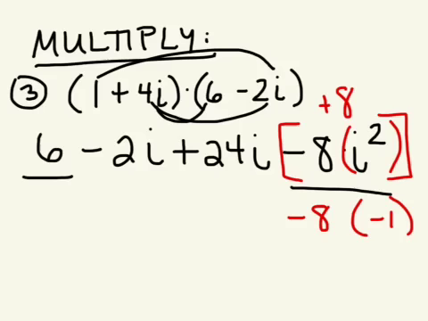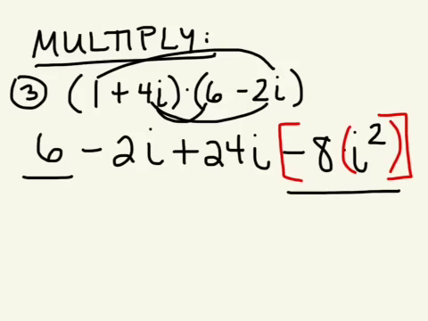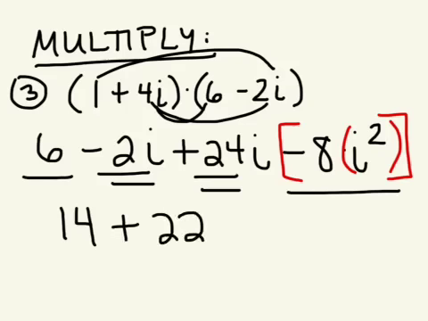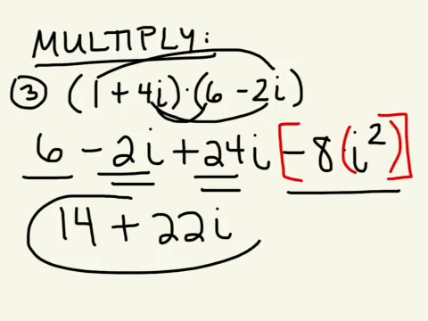So, our real component of this expression simplifies to 14, and the imaginary component will be negative 2i plus 24i, which is a grand total of positive 22i. So our complex number, 14 plus 22i, is what we get as a result of multiplying two complex numbers together.